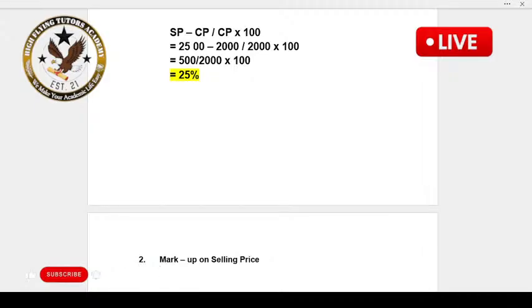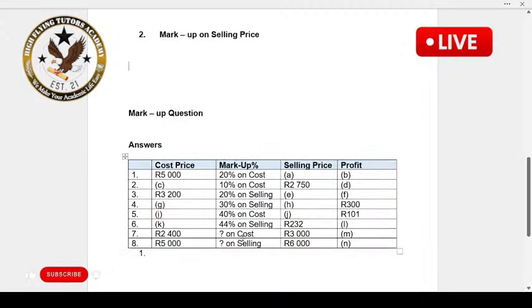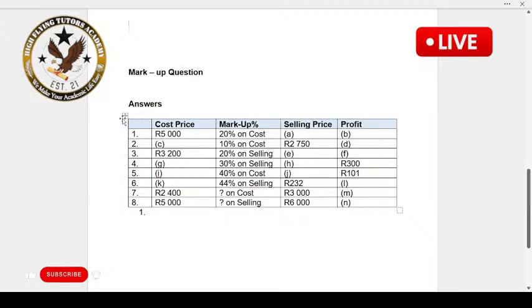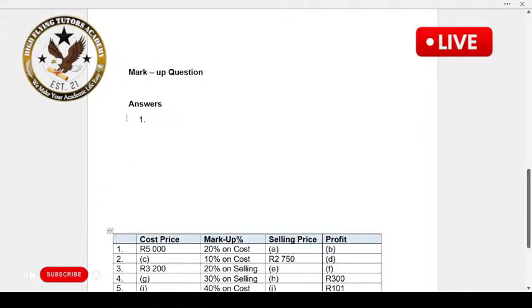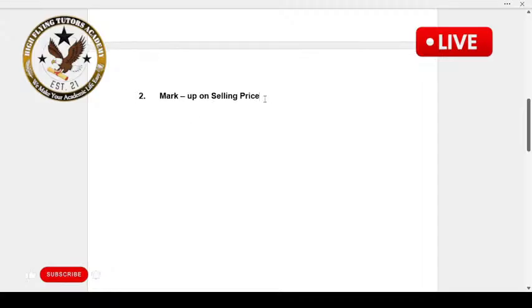So when the markup is on selling price, the selling price is equal to 100%. I hope you got that. Let me just indicate that quickly. We're still going to deal with this table here, so in the meantime, let me just take it down right there. Okay, and then let us just deal with this one.